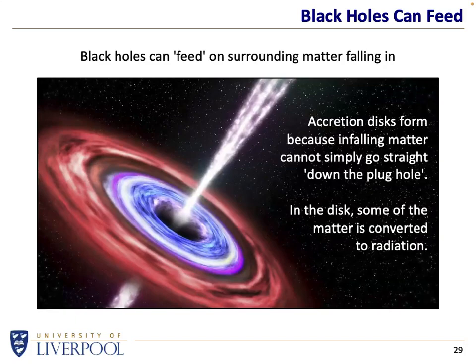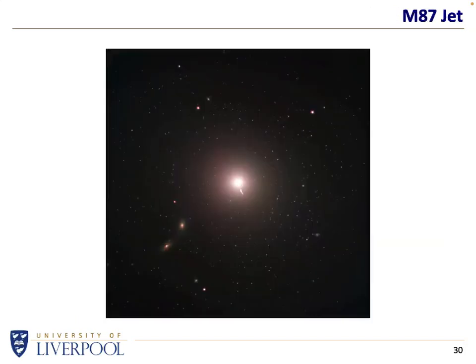And rather enigmatically, we often get jets coming out of supermassive black holes via a mechanism which is still being researched. A lot of the energy of the infalling matter could get converted into energy, and that energy is used to generate these jets. We see the jets sometimes.